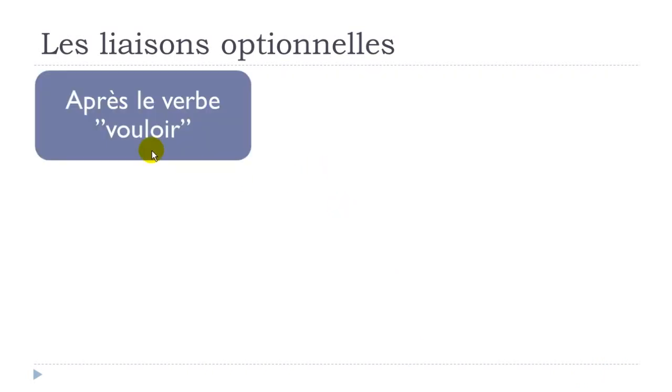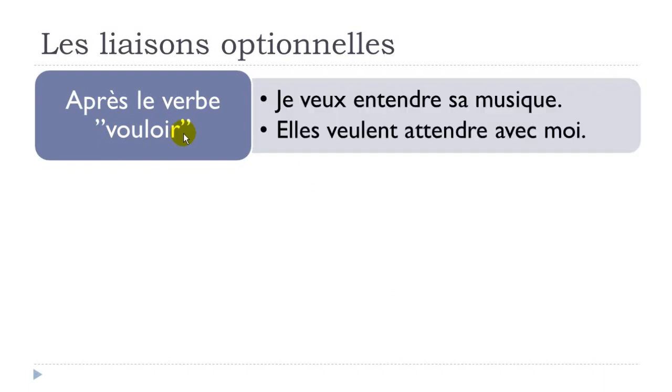It will be exactly the same thing with the verb vouloir. Je veux entendre sa musique. Or then with the liaison, je veux entendre sa musique. Okay, remember we had the same rule. Even if we've got this X at the end, well, with the liaison it will sound like Z. Okay, je veux entendre sa musique. Then, elles veulent attendre avec moi, or if you want to put the liaison, elles veulent attendre avec moi.